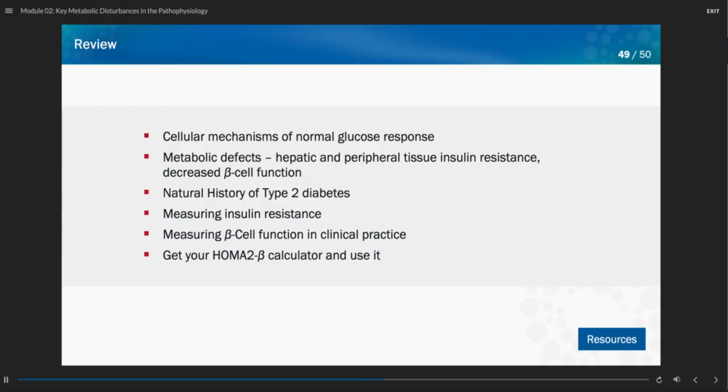We've talked about how to measure insulin resistance and pancreatic beta cell function, and tried to convince you that you should use it in clinical practice. I strongly recommend that you download a copy of the HOMA2 Beta Calculator and use it in your practice to help understand where patients are and to help educate them as to their disease. For diabetes is much more than just a high blood sugar.